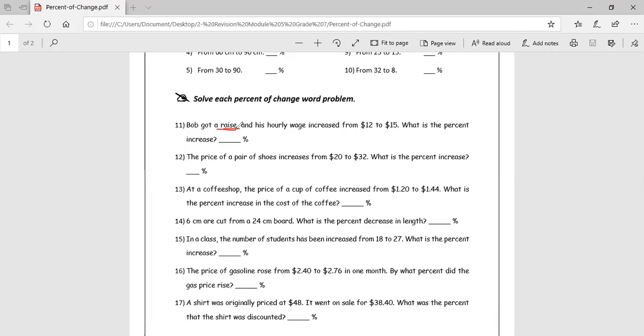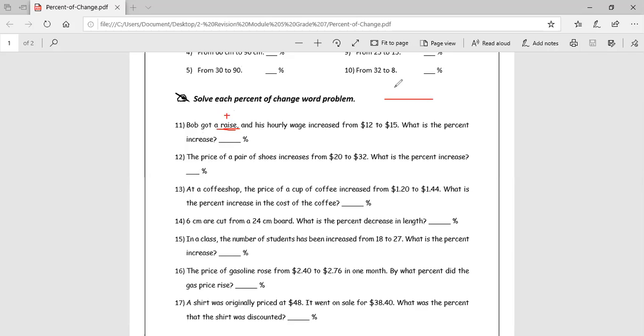Got what? Raise. So we have to add or subtract? Increase. Add. So we have to add. Okay, and his hourly wage increased from 12 to 15. What is the percent increase? How can we solve this question directly, my dear students? So we have to do what? This is 12 to 15.